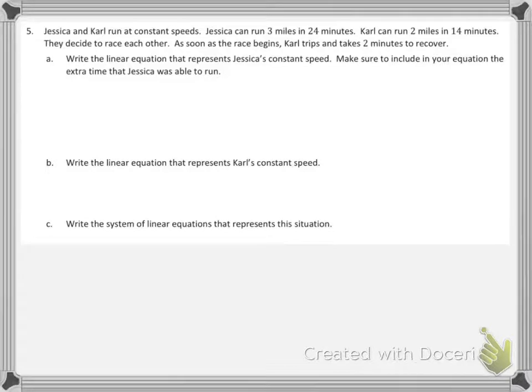All right, number 5. Jessica and Carl run at constant speeds. Jessica can run 3 miles in 24 minutes, and Carl can run 2 miles in 14 minutes. So we've got Jessica running 3 miles in 24 minutes. Let's write that linear equation first. Distance, 3 miles over 24 minutes.